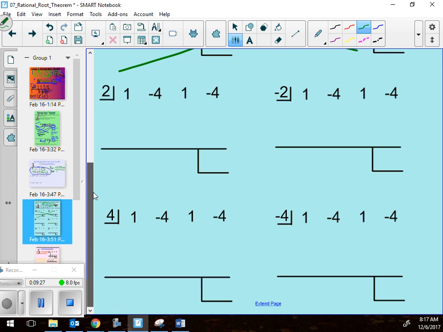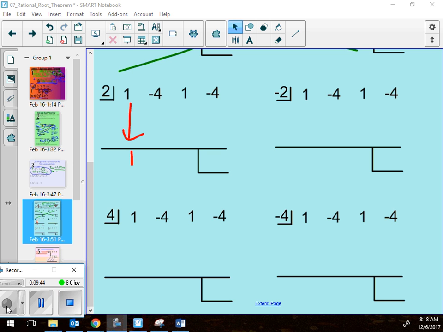I'd like you to try the ones on this page and find one that works, and I'll try to show you what to do. It's just grunt work. Just do the synthetic division on these. We'll start by dropping the first one. I'll pause for a second while you try that.